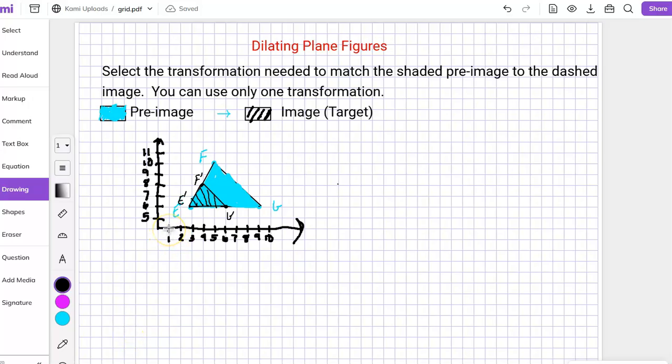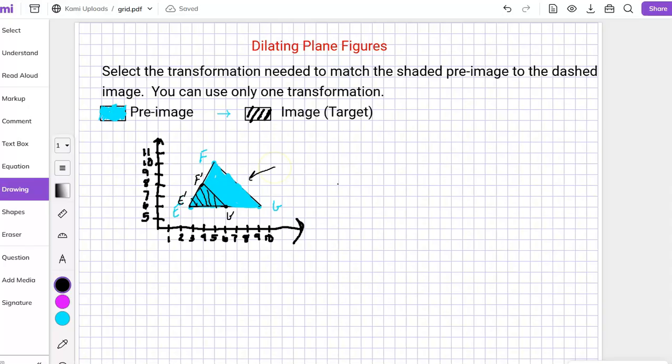Okay, now I have to decide what I'm going to do. So again, go ahead and pause the video. Make sure everyone has the figure drawn. And then we'll hit play when we're ready.